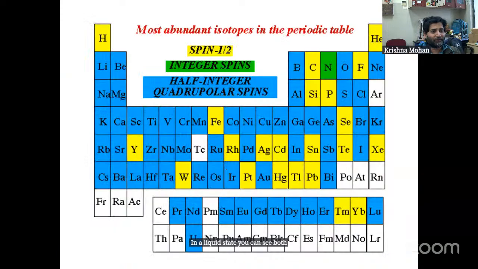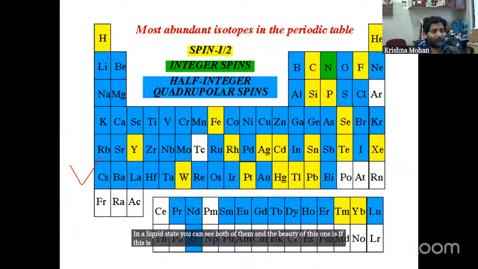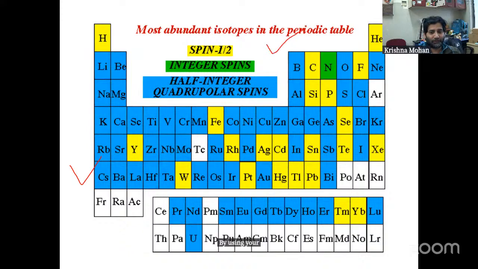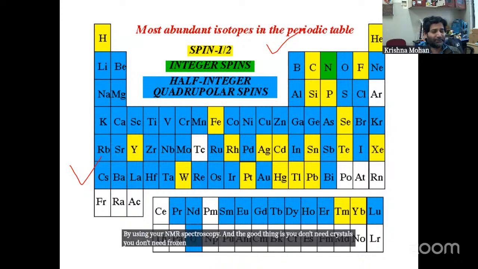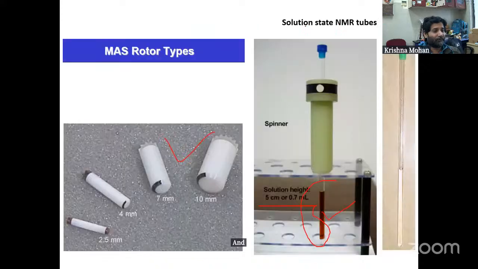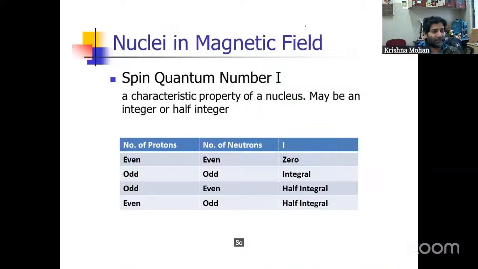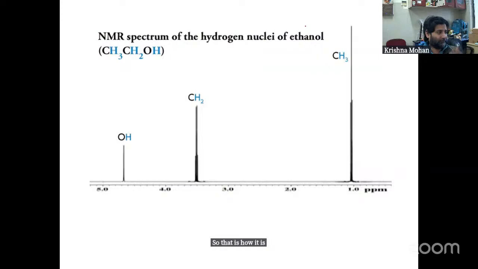And the beauty of this is, if this is your periodic table, except for the ones which are white, you can see all these nuclei present in the periodic table using NMR spectroscopy. The good thing is, you don't need crystals, you don't need frozen samples. You can use any solvent of your choice: CDCl3, methanol, water, PBS buffer, or an acid. And you can do it in both solid form and liquid form. That is how it is very powerful and the choice of so many people.